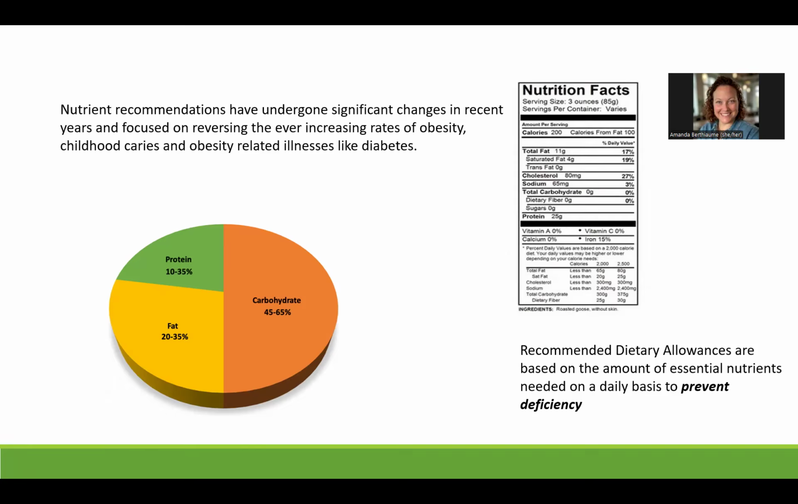So they came up with the RDA, recommended dietary allowances. These are based on the amount of essential nutrients needed on a daily basis to prevent a deficiency, right? Even myself, I'm taking all these supplements and vitamins and minerals. I was deficient in vitamin D, so I started taking supplements, but some folks take too many and then just have really expensive urine. So it's knowing where your levels are, supplementing them if needed, and not overdoing it.